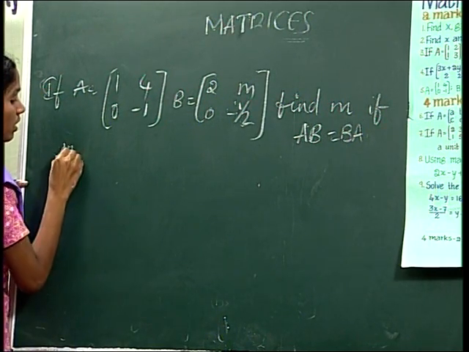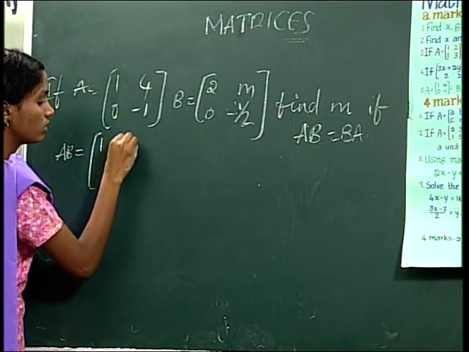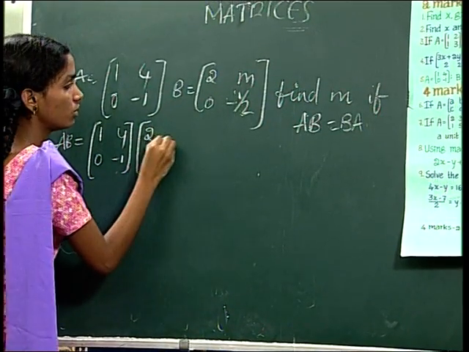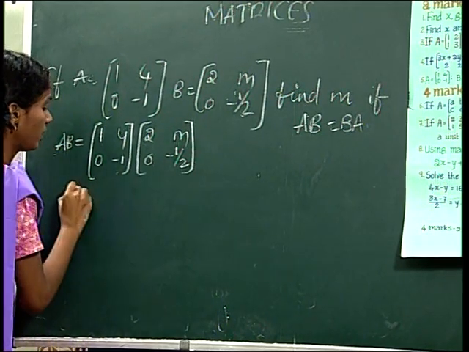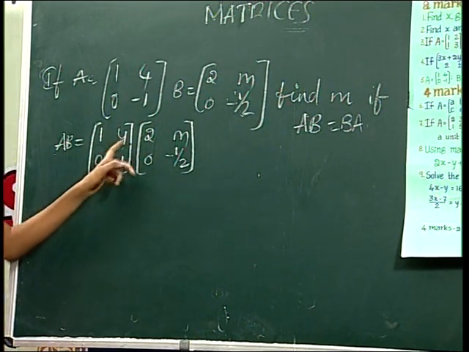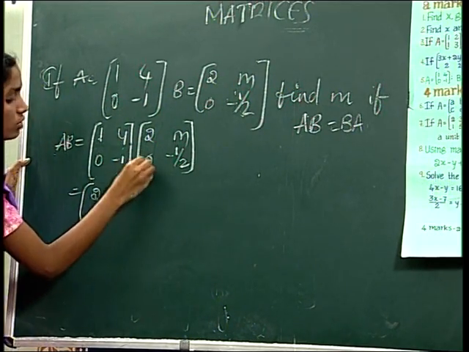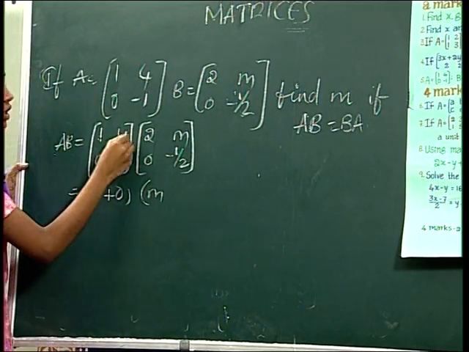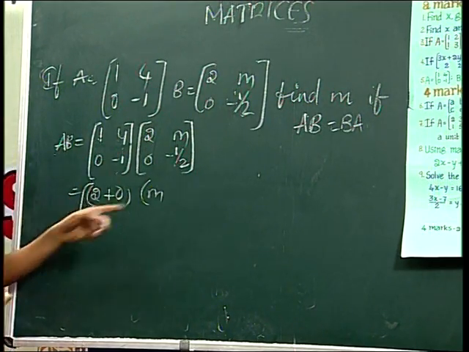A into B. What is A matrix? 1, 4, 0, minus 1 into, what is B here? 2, M, 0, minus 1 by 2. See here, first row, first column, first row and second column. We should multiply like this. See here, 1 into 2, 2 plus 4 into 0, 0. 1 into M, M. 4 into minus 1 by 2, minus 4 by 2.